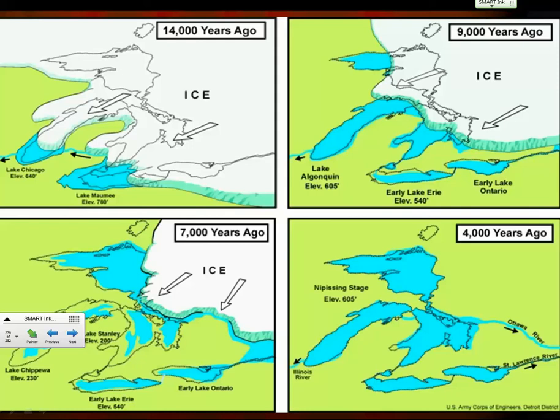Nice series of diagrams here showing 14,000 years ago, ice covering up much of the Great Lakes. 9,000 years ago, it starts to retreat and melt backwards as the climate changes for the warmer. And 7,000 years ago, even more. 4,000 years ago, we have the Great Lakes almost as we see them today.